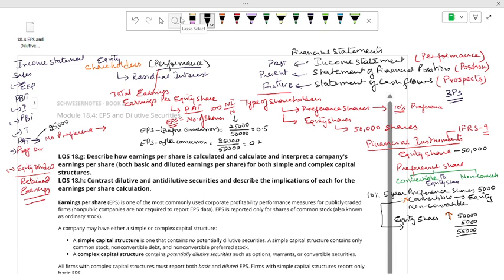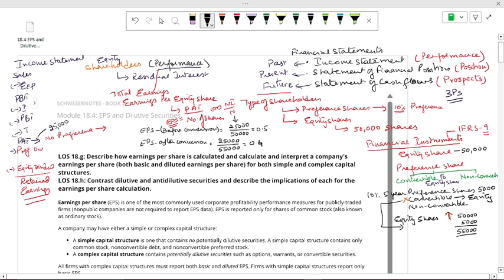Earning per share is increasing or decreasing? Decreasing. Describe how earning per share is calculated. Okay, this earning per share is called which earning per share? The first one is the basic earning per share. Is it right? The first one is the basic. Then this one is the diluted earning per share.